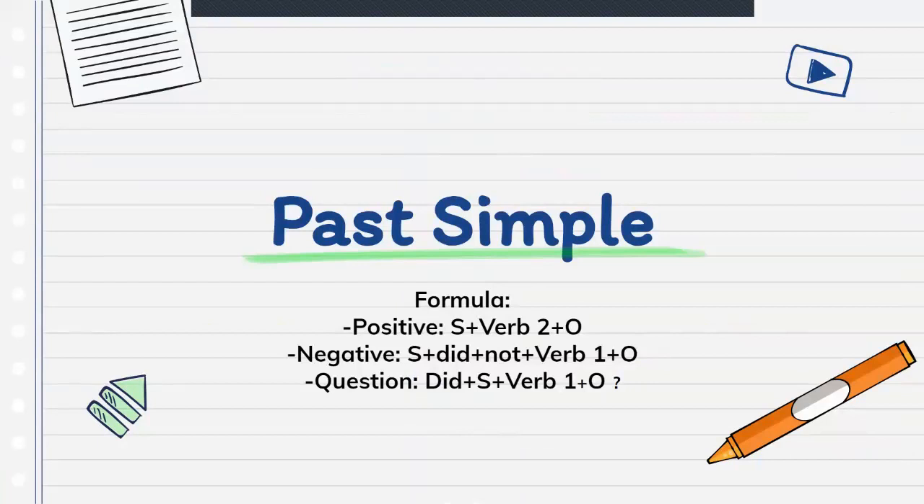The past simple formula is, for the positive one, we use subject plus verb two plus object. For the negative, we use subject plus did plus not plus verb one plus object. For the question, we use did plus subject plus verb one plus object. We use verb one in the negative and question formulas instead of verb two like the positive one. It is because there is did, and did is already a verb two, so we don't need to use a verb two anymore for the verb one.